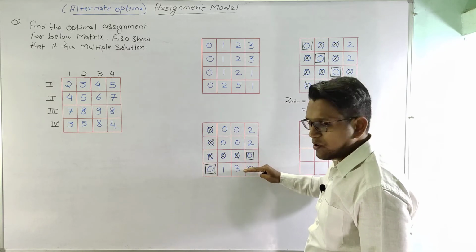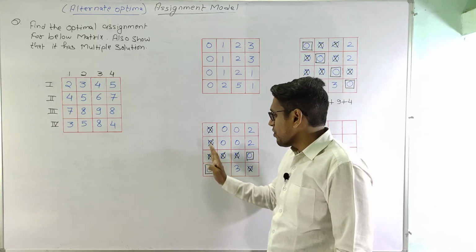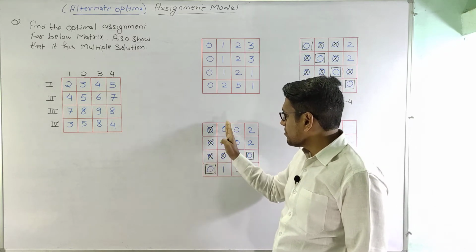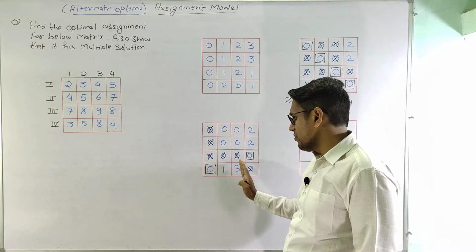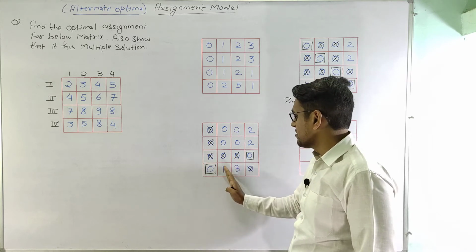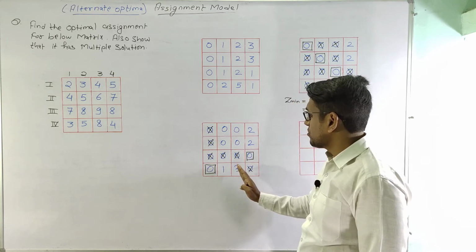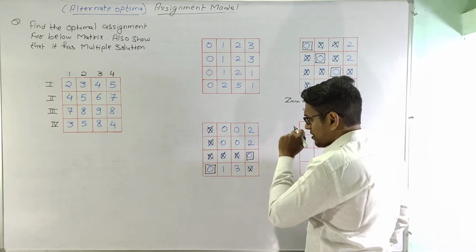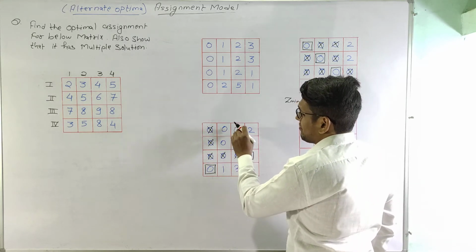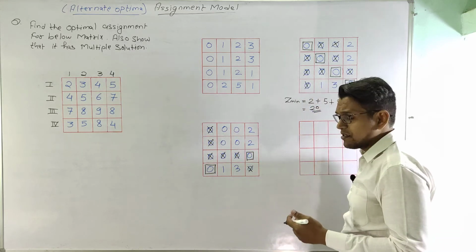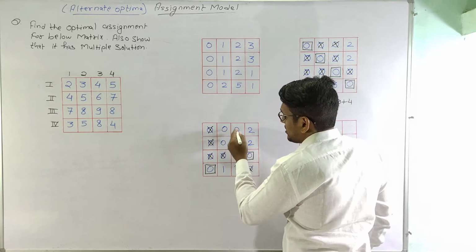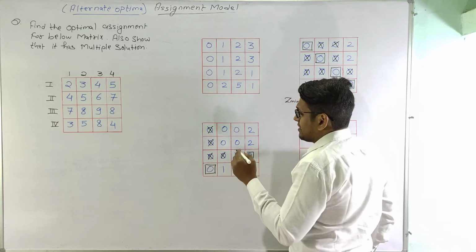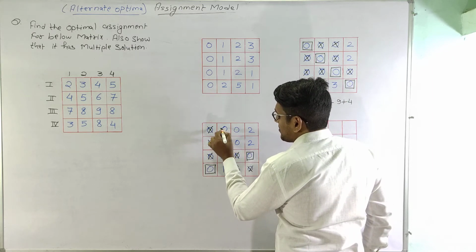And row 3 and row 4 are already assigned. And if we move column wise, column 1 is assigned, column 2 has more than 1 zero, so we will skip this. Column 3 has more than 1 zero, so we will skip this. So again we are not able to assign the values by the proper method. So again we are going to select any of these zeros arbitrarily and select the remaining assignment.